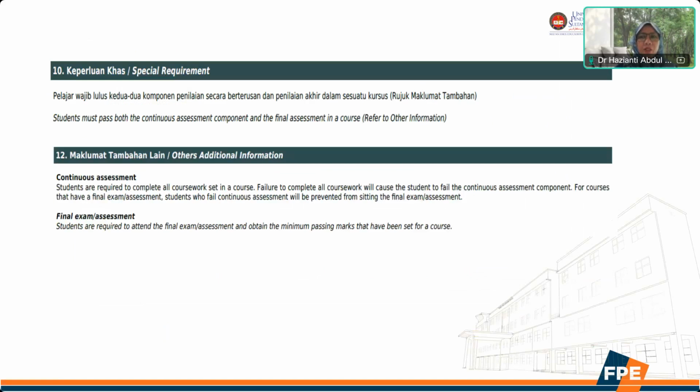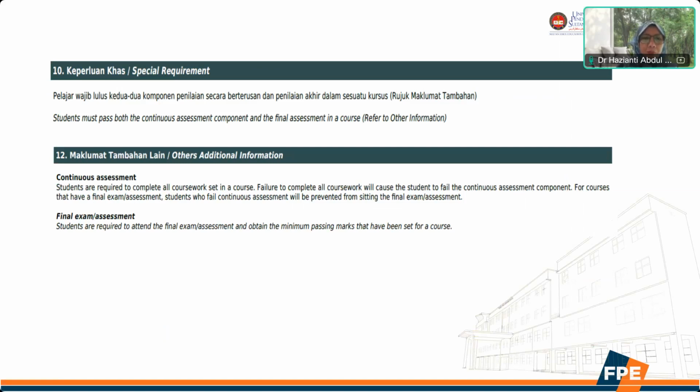All right, so we have a special requirement and you have to pay close attention to this because for this course, in fact, for the AE14 program, you are required to pass both the continuous assessment component as well as the final assessment component in the course. So what do we mean by that? For continuous assessment, you have to make sure you complete all coursework that has been assigned to you. If I assign you quizzes, forums, and assignments, you have to complete all of those. Failure to complete will cause you to fail the continuous assessment component.